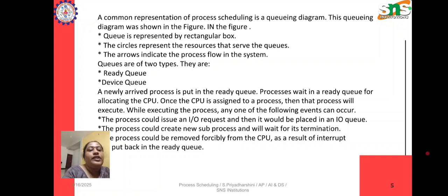Here a newly arrived process is put in the ready queue. A process waits in the ready queue for allocation of the CPU. Once the CPU is assigned to the process, then that process will execute. While executing, the process may encounter any of the following events. If the process issues an IO request, then it will be placed in an IO queue. If it creates a new sub process, it will wait for its termination. If it is forcefully removed by the CPU, then it results in an interrupt and is put back in the ready queue.